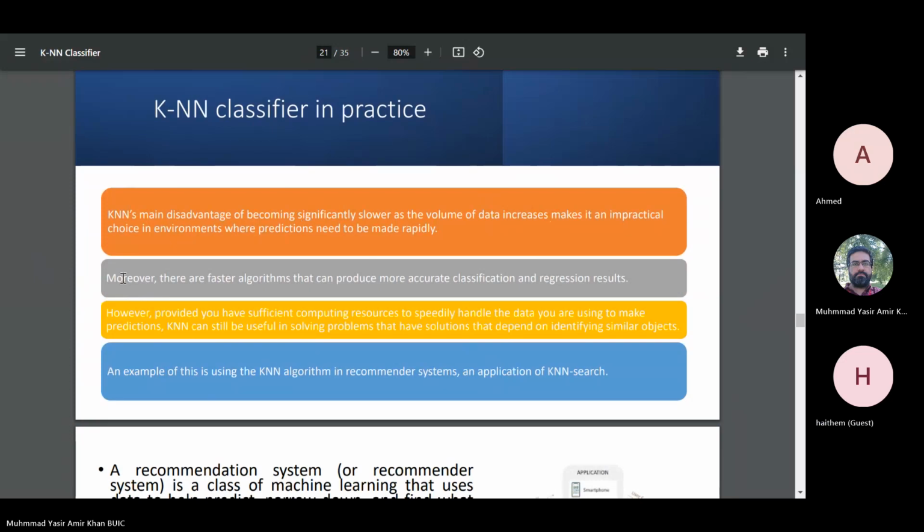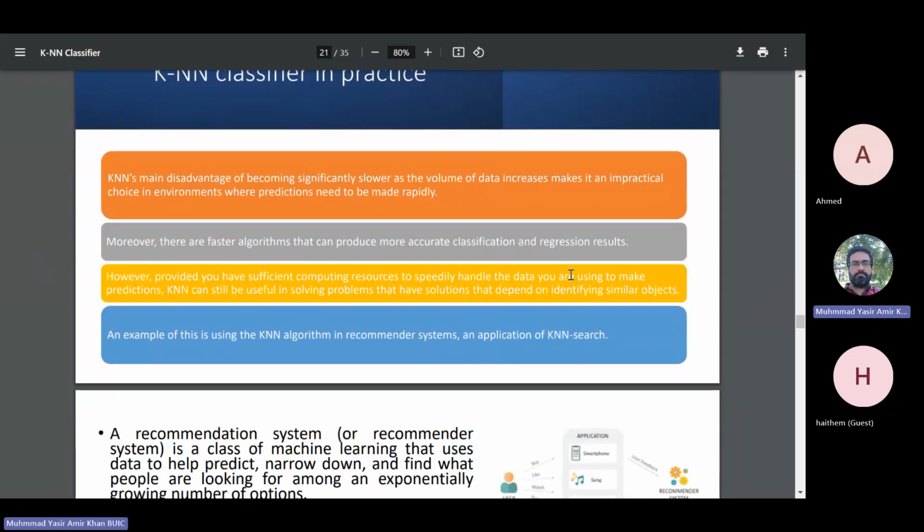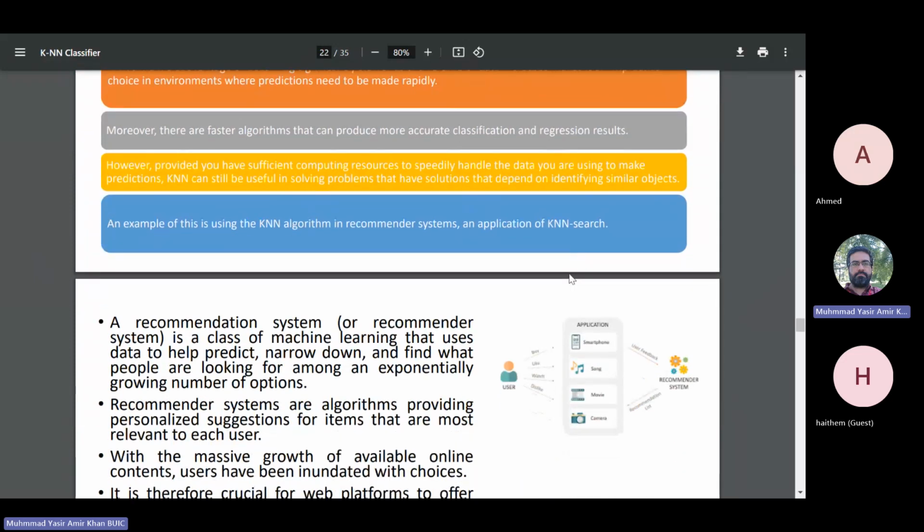Moreover, there are faster algorithms that can produce more accurate classification and regression. So KNN is not a very good algorithm for bigger data sets, but for smaller data sets it works quite fine. So it may be used for smaller data sets, and because of its simplicity, that will be the main reason why people use it. And it can be used in recommender systems.